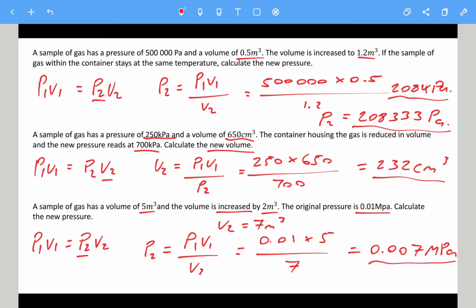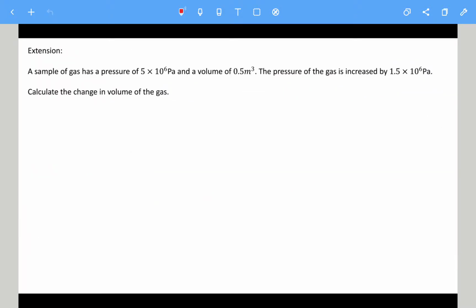Hopefully that went okay. Right, I've got a bit of an extension question if you want to have a go at this one next. Pretty hardcore, this one. So if you want to pause and have a go, and then I'll take you through the answer. So a sample of gas has a pressure of 5 times 10 to the 6 pascals and a volume of 0.5 cubic meters. The pressure of the gas is increased by 1.5 times 10 to the 6 pascals. Calculate the change in volume of the gas.